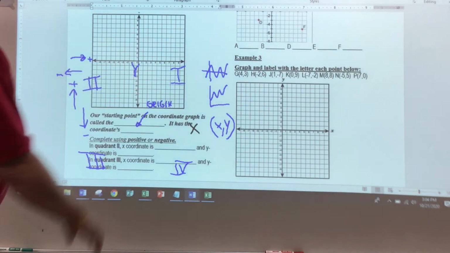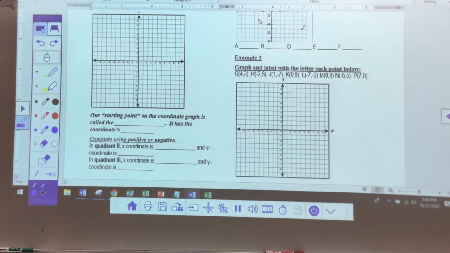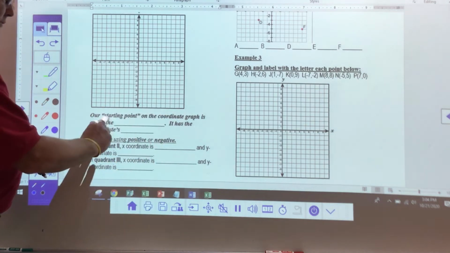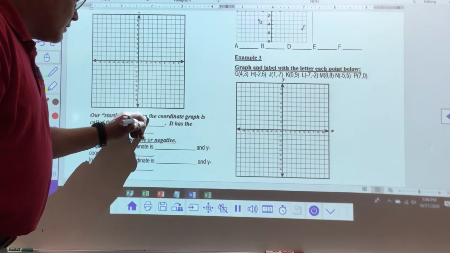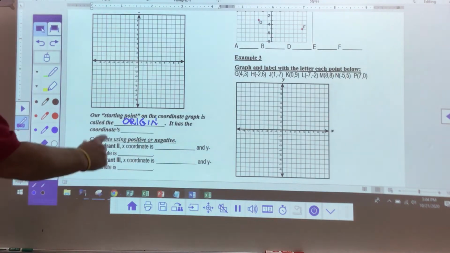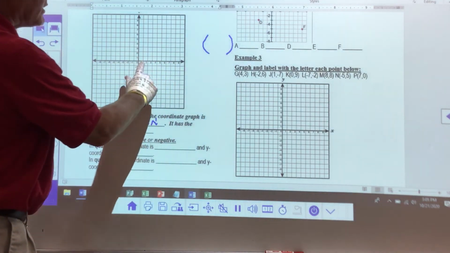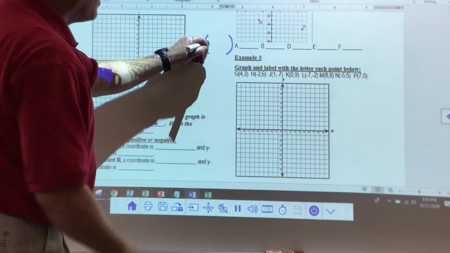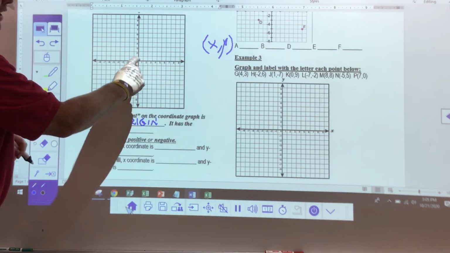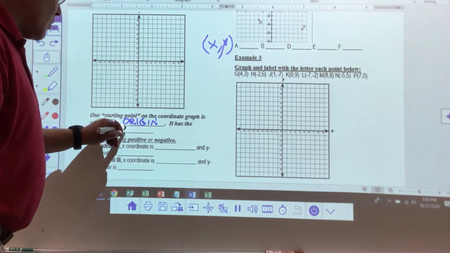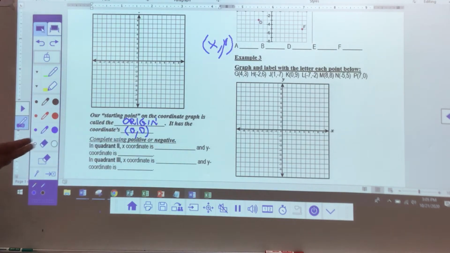So let's take a look at this. We'll keep our coordinate graph there and answer. Our starting point on the coordinate graph is called the origin. Now, it has the coordinates. Remember the ordered pair: we're looking for an x-coordinate and y-coordinate. So we're looking for x and y. This one right here is not going to go anywhere, so that is going to have the coordinates (0, 0). That's where we're going to originate from.